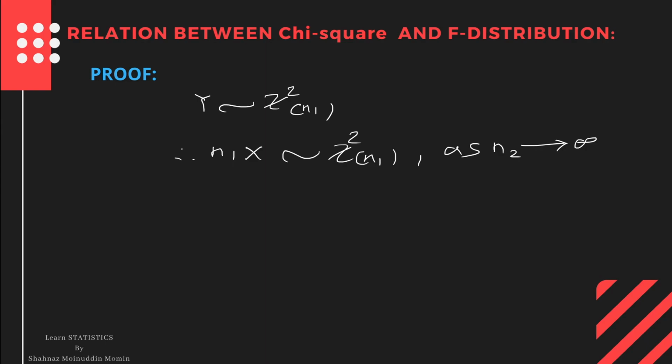I hope students understand the relation between chi-square and F distribution. In this way, in this lecture, we derived the relation between chi-square and F distribution step by step.